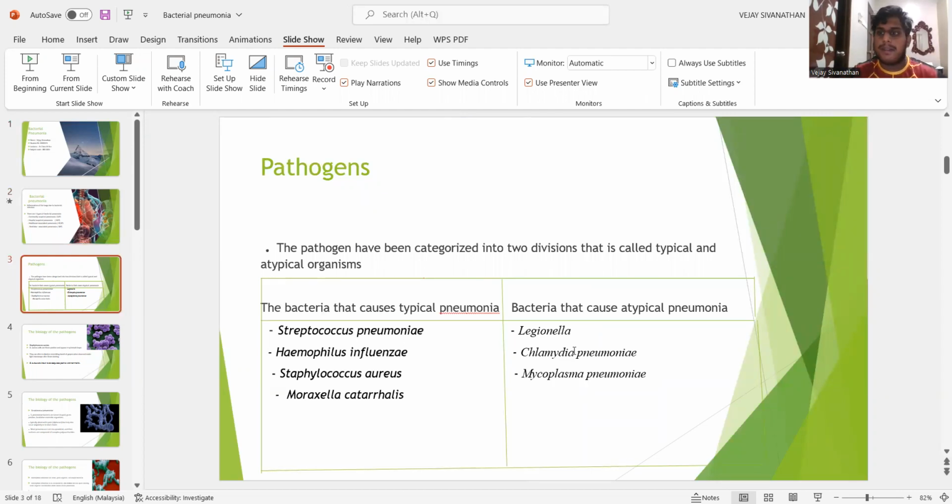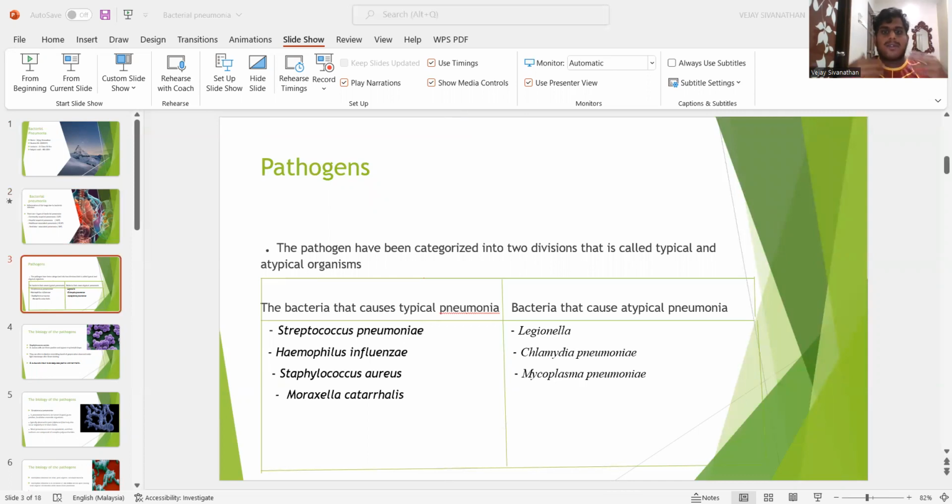So after explaining what these things are, I'll move on to talk about the pathogens that are involved in bacterial pneumonia. The pathogens have been categorized into two divisions called typical and atypical organisms. The bacteria that cause typical pneumonia are Streptococcus pneumoniae, Haemophilus influenzae, Staphylococcus aureus, and Moraxella catarrhalis. Whereas the bacteria that cause atypical pneumonia are Legionella, Chlamydia pneumoniae, and Mycoplasma pneumoniae.